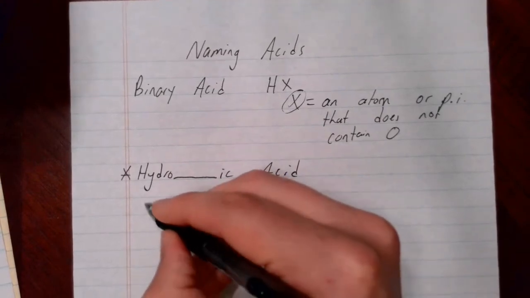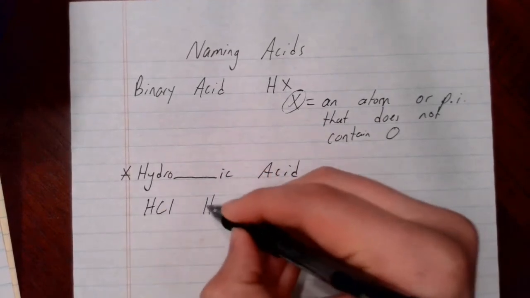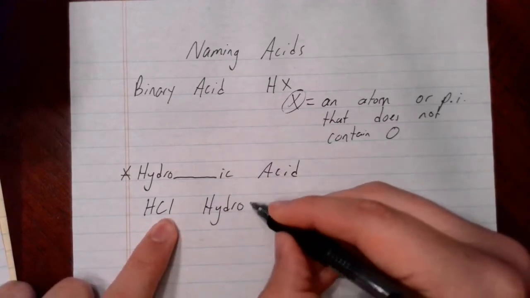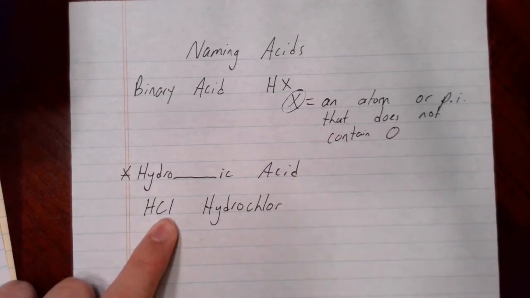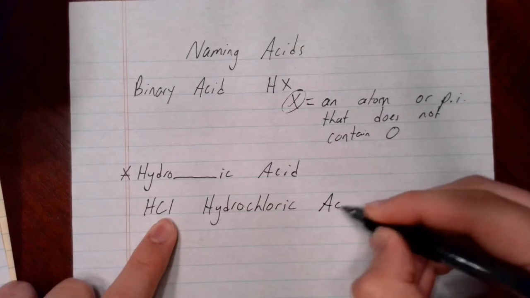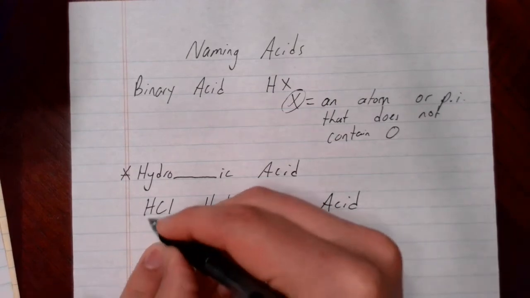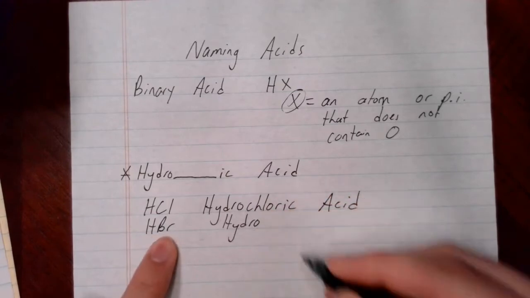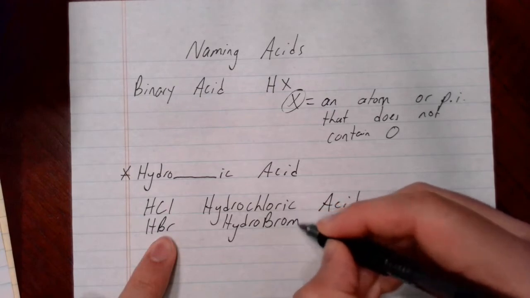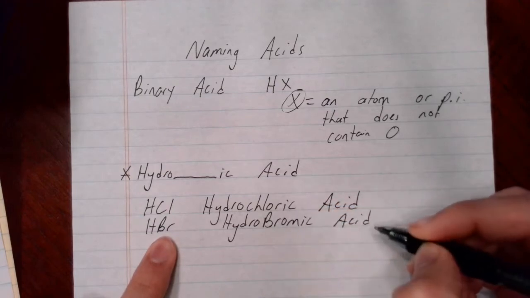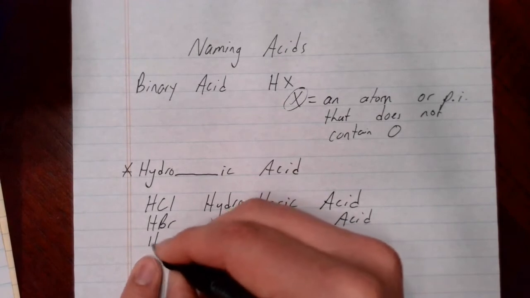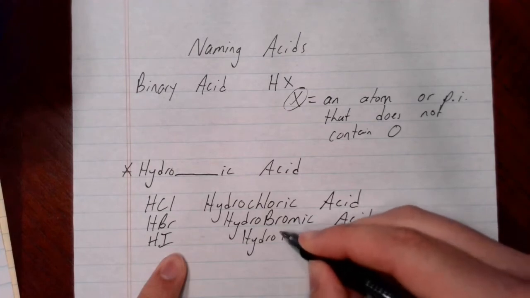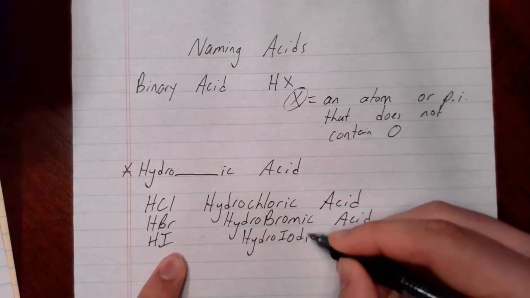So let's look at HCl. I have hydrochlorine. The root of chlorine is just CHLOR, that is the root of the word, IC acid. So hydrochloric acid. HBr: I have hydro. The root of bromine is just brom, IC acid. I can have HI: hydro, then the root IOD, IC acid.